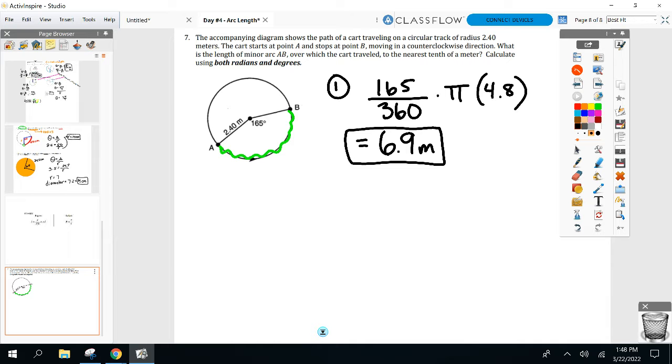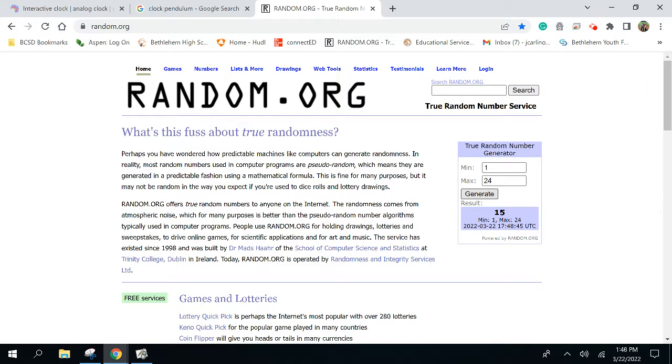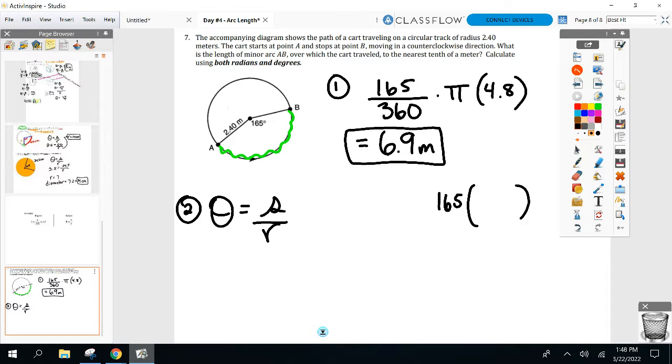Now I want you to use theta equals S over R. How much have we learned today? Can I just take 165 and plug it in for theta? Can I do that? Take 165, plug it in for theta, and go. No, you can only use this if theta's in what type of units? Radians, correct. So we're going to take 165 off to the side and turn it into radians by multiplying it by, what's the conversion? Come on! Pi over 180. Yeah, you guys are fire.